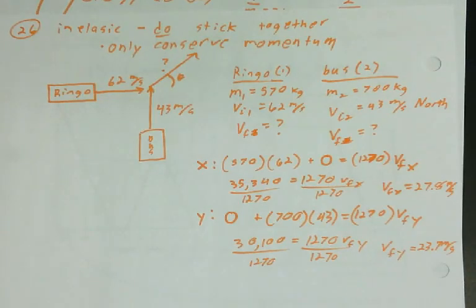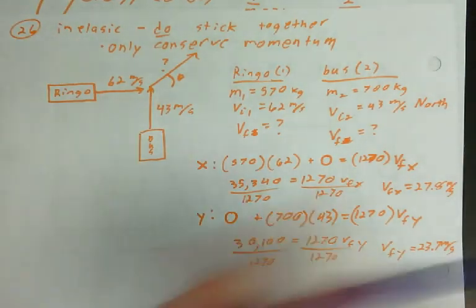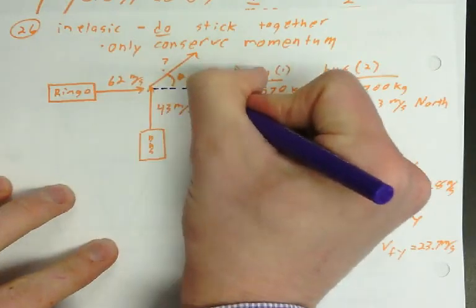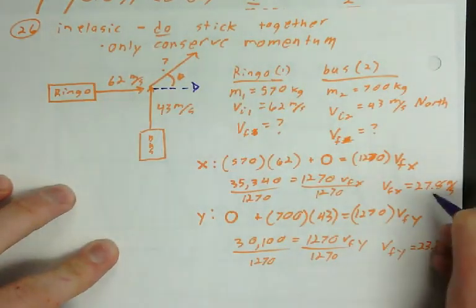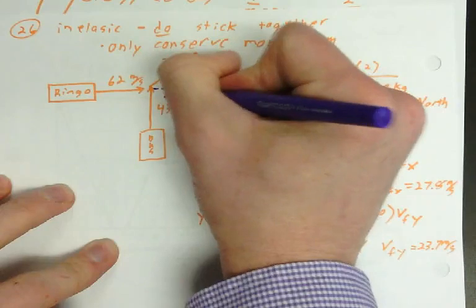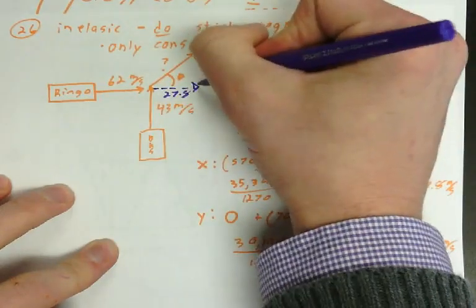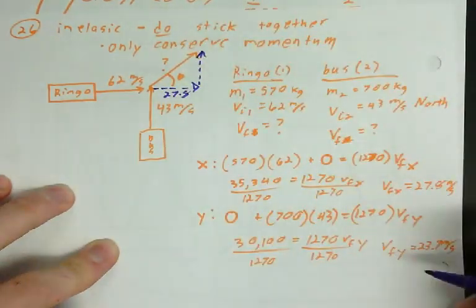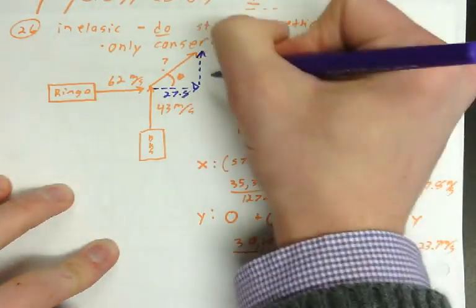All right, I'm not done yet. So I have the x velocity and the y velocity, but what the problem asked me to find is the magnitude and direction of both cars after they stick together. So what I have is the forward motion, which is 27.8, and I've got the vertical motion, which is 23.7.